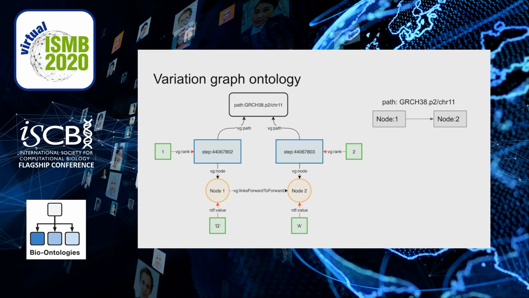First is the variation graph ontology. The important point is how to handle duplication, inversion, or translocation. Due to genomic rearrangement, some nodes can be traced more than twice in a path. To represent this, steps are used, connecting a path and a node with an index as VG rank. This example shows a simple case, one path with two nodes. This can be easily serialized as in the left figure.